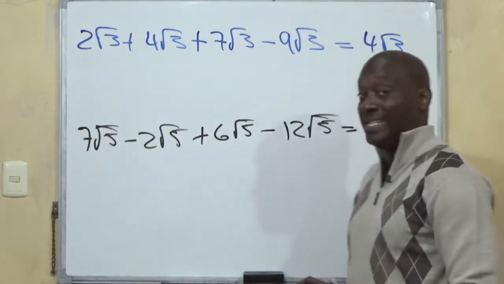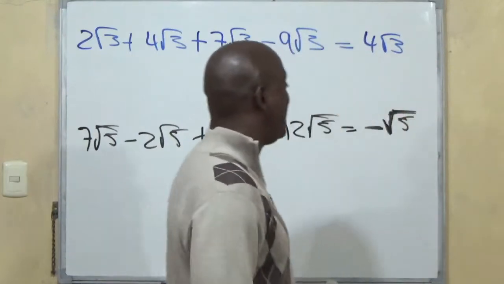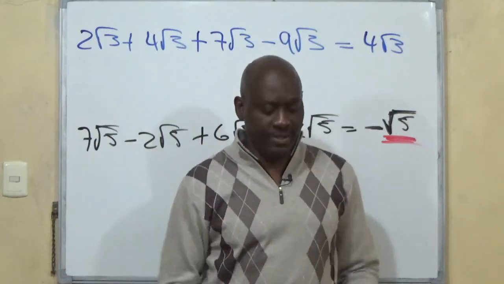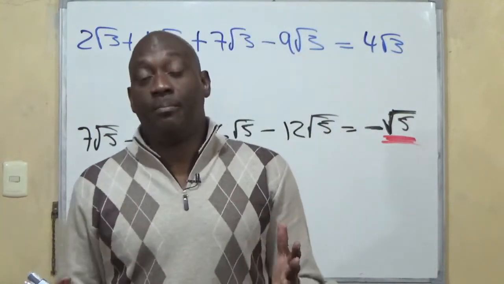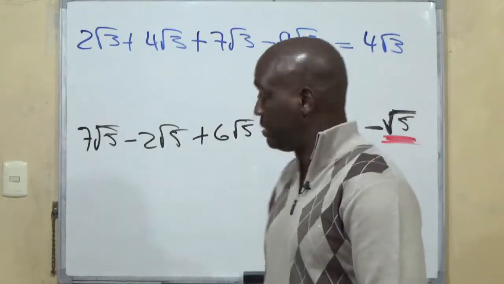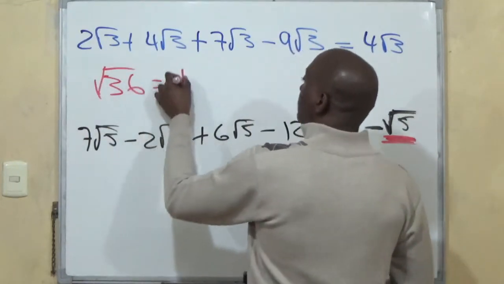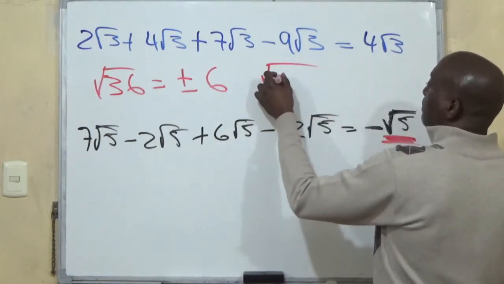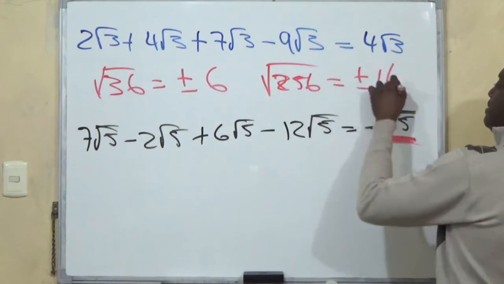No problem with that. Let me make this absolutely clear: the surd is root 5, root 5 alone, not minus root 5. We know that the square root of a positive integer is plus or minus. So for example, we know that the square root of 36 is plus or minus 6, and the square root of 256 is plus or minus 16.